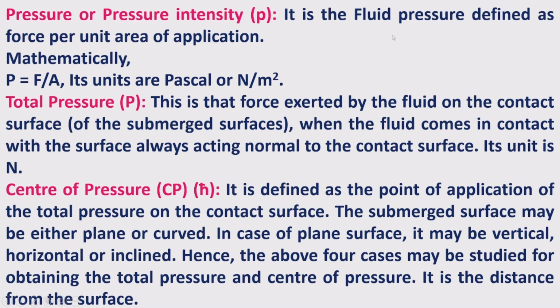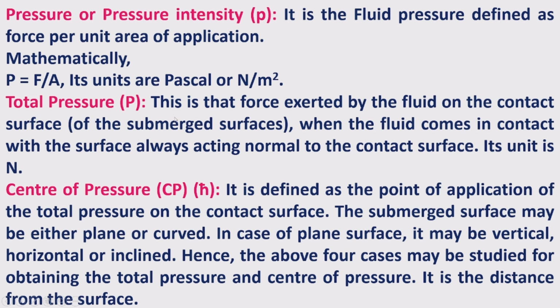First, the pressure or intensity of pressure. P is the fluid pressure, defined as the force per unit area of application. It is the pressure acting on a particular area, given as force per area. The units for pressure are Pascal or Newton per meter square. As earlier, we also take units like bar, millimeter of Hg, or millimeter of water head as units for pressure.